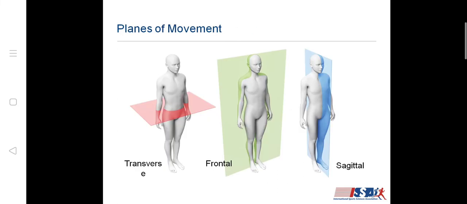We commonly describe humans in terms of the planes they occupy. There are three imaginary planes that pass through the human body: the transverse plane, frontal plane, and sagittal plane. The transverse plane passes through the body in a line parallel to the ground, dividing the body into upper and lower portions. The frontal plane is a vertical plane passing through the body from left to right, dividing it into front and back portions. The sagittal plane is a vertical plane passing through the body from front to back, dividing the body into left and right portions.